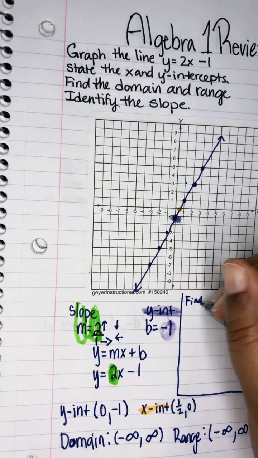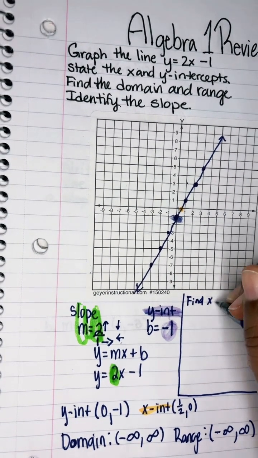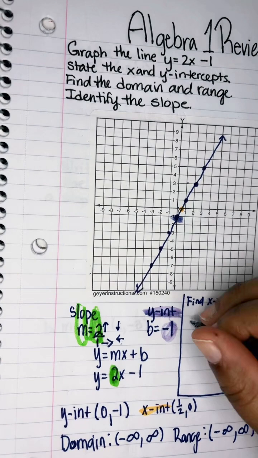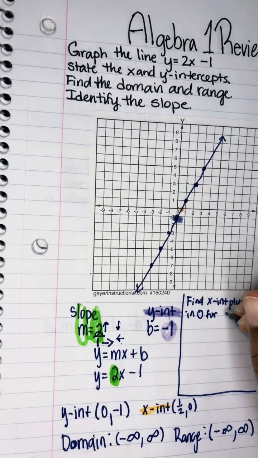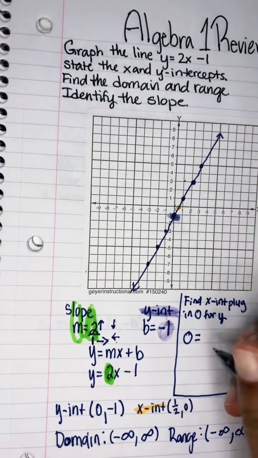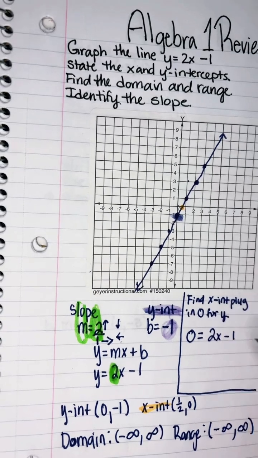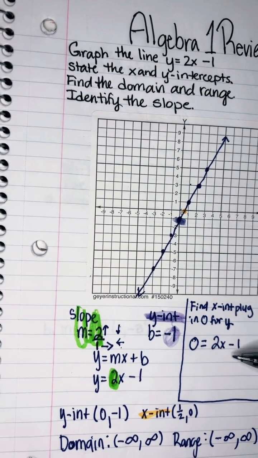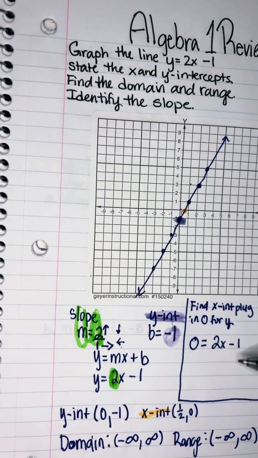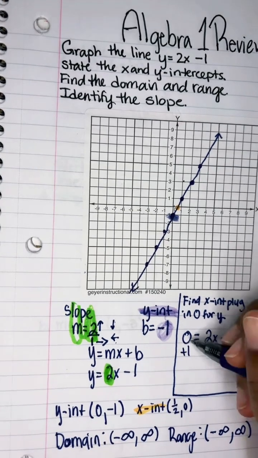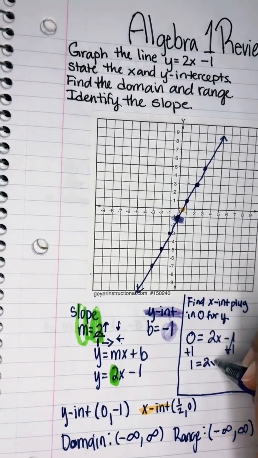Find x-intercept. So to find the x-intercept, we have to plug in 0 for y, okay? So I'm going to start with 0 because that's my y. Equals 2x minus 1. And now I have to solve for x. So I first want to move this to the other side. And how I'm going to do that is I'm going to add 1 to both sides. So 0 plus 1 gets us 1 equals 2x.